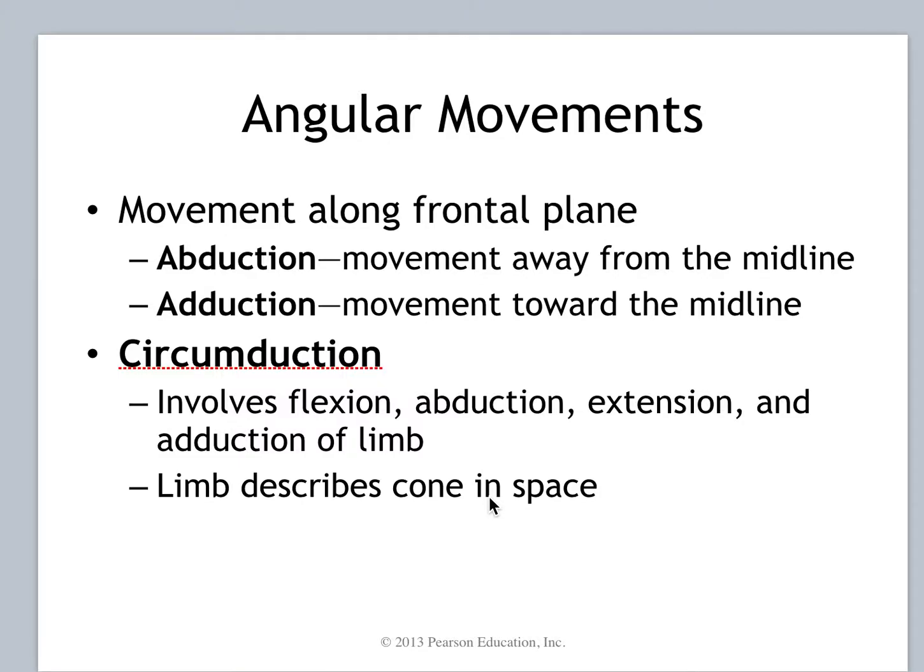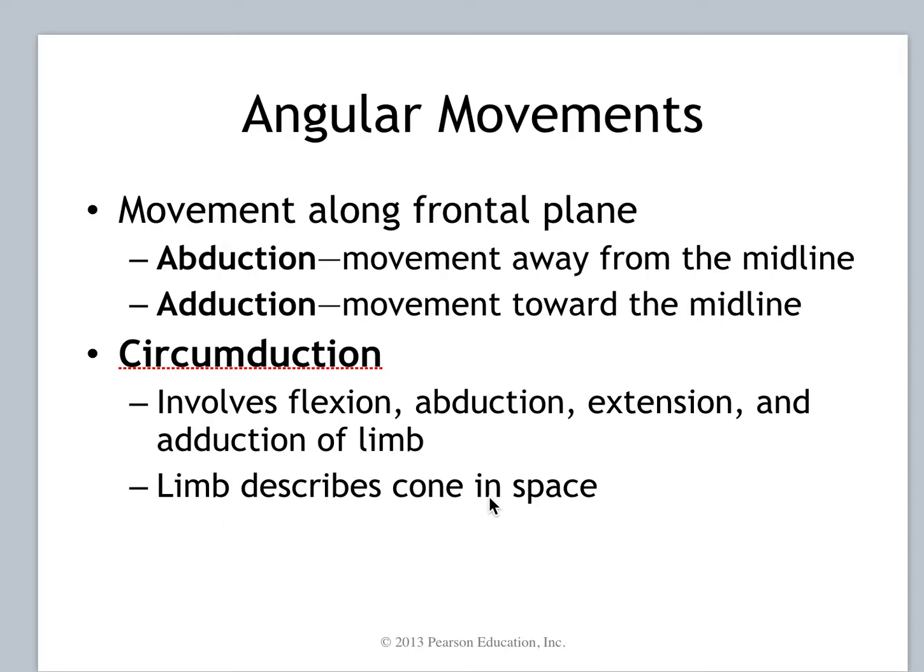Abduction of the limb is when the limb moves away from the midline. Adduction is moving toward the midline. Think of abduction as if a child is abducted, they're taken away from their family. So abduction means moving away from the midline. Adduction is add it back to the midline, add it back to the body, so moving towards the body.